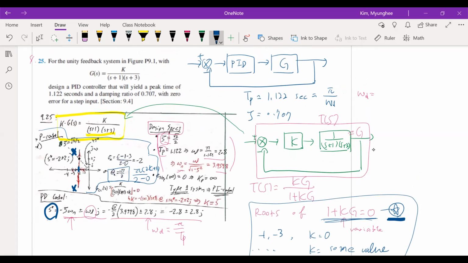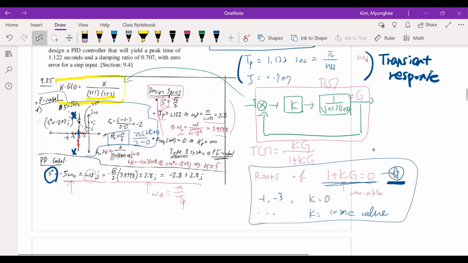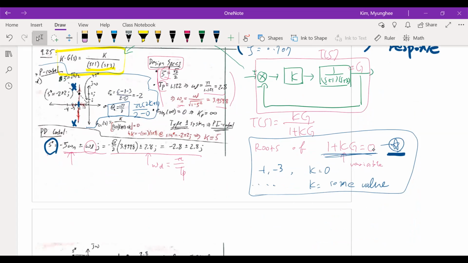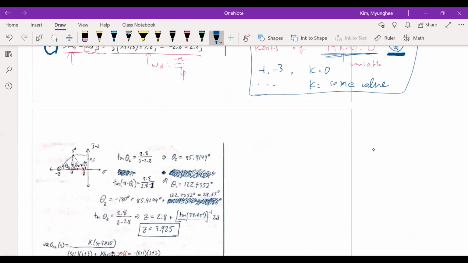So this is a transient response. And then we can redesign the root locus to meet this transient response by adding a zero. So this is one method to design a PD controller. Transient response means a PD controller. Almost. We have another way. If you have interest, please come to my office hour. I can also show another way.